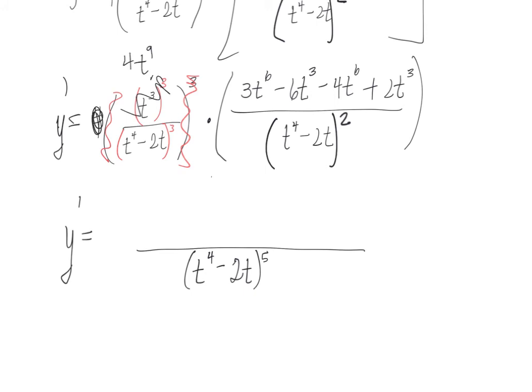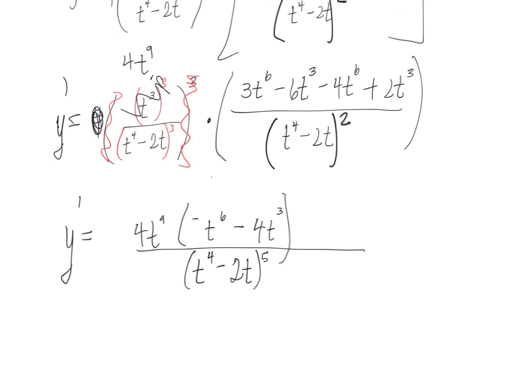times negative t to the sixth minus 4t cubed. And that could be our final answer.